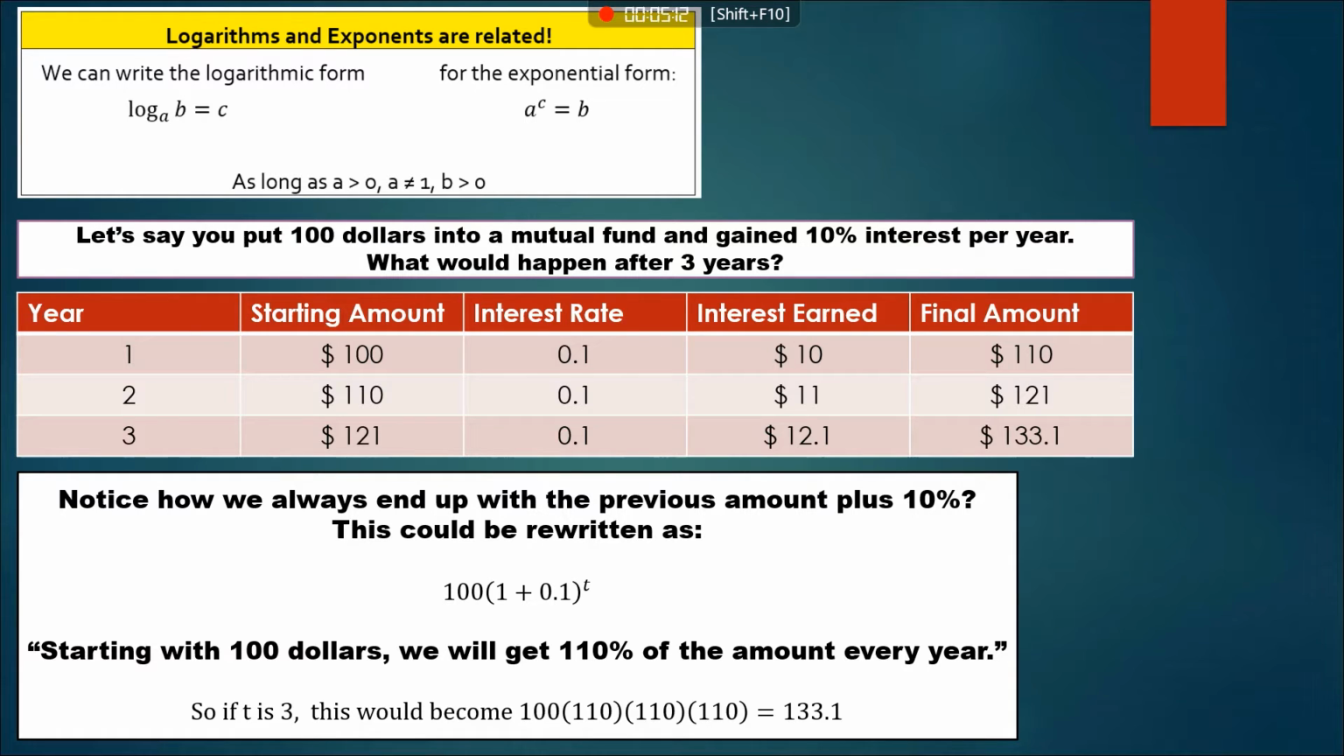Okay, so if I wanted to rewrite this in exponential form, what I'm really doing is multiplying my amount by 1.1. So that 1 is 100% of my 100, plus the 0.1 is an extra 10%. So if I multiply whatever my amount is right now by 1.1, I'll end up with my final amount. So if I do that, then this would be 100 times 1.1 raised to the t power.